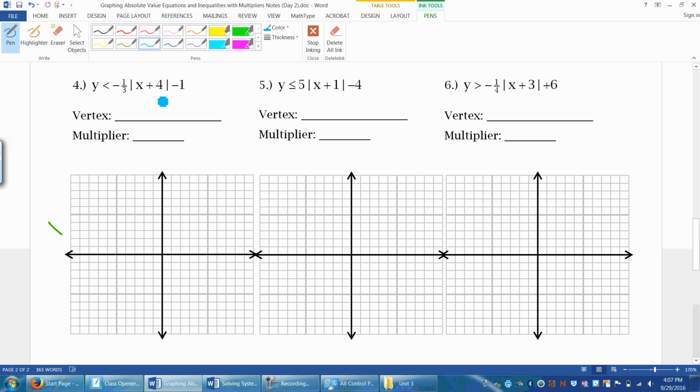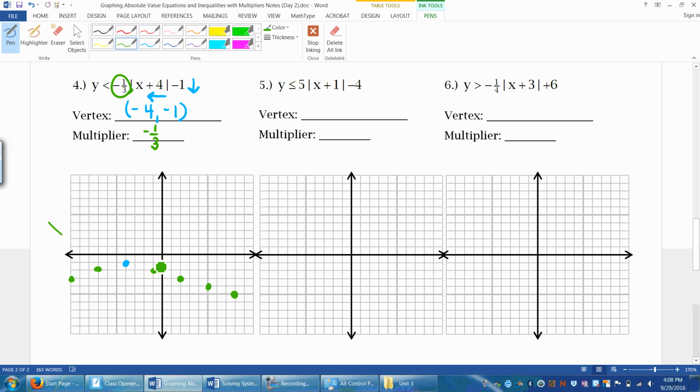The positive 4 tells me to move left 4. Inside the absolute value is horizontal. Outside the absolute value is vertical, so down 1. My vertex is at -4, -1. The multiplier out in front is -1/3. So I'm going to go down 1 space for the negative and to the right 3 spaces. On the left side of the graph, down 1, left 3.